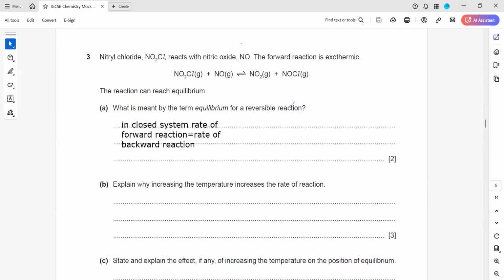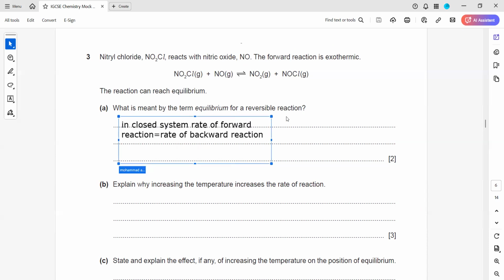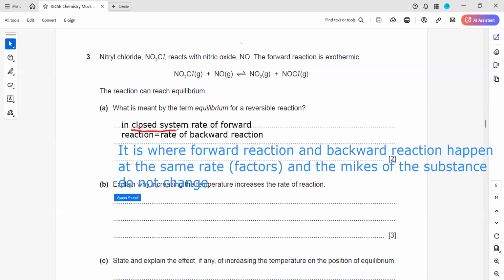In a closed system, that's very good. Who wrote the closed system? Rate of forward is equal to rate of backward and no change in concentration. This is a very good term that you used, in a closed system, because in an open system, reactant or product can be lost, so we can never reach an equilibrium in an open system. So in a closed system, the rate of forward equals the rate of backward, and there is no change in concentration.